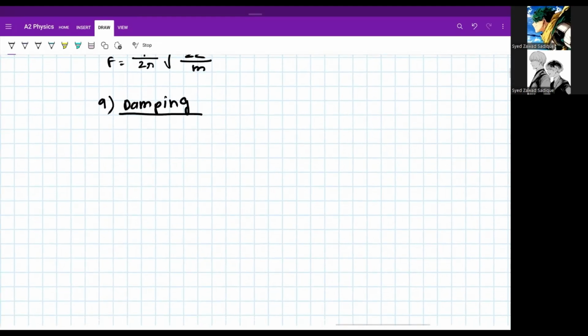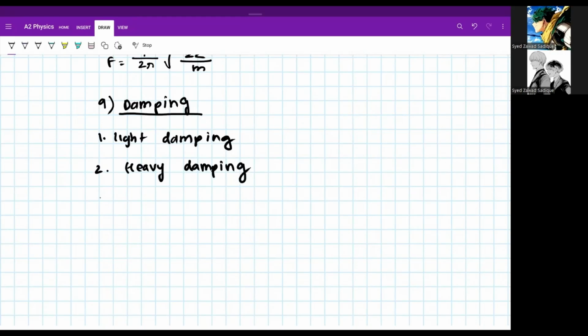So there are 4 types of damping. Number 1 is light damping. Number 2 is heavy damping. Number 3 is critical damping. Number 4 is over damping.